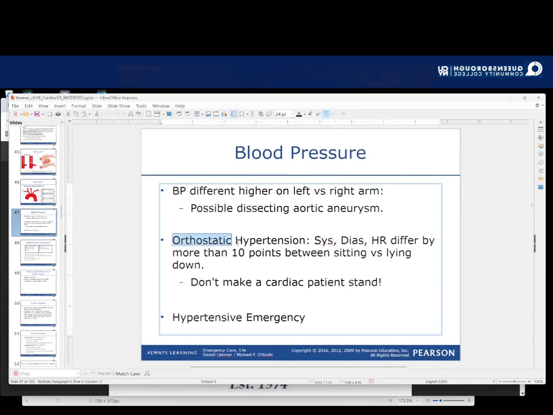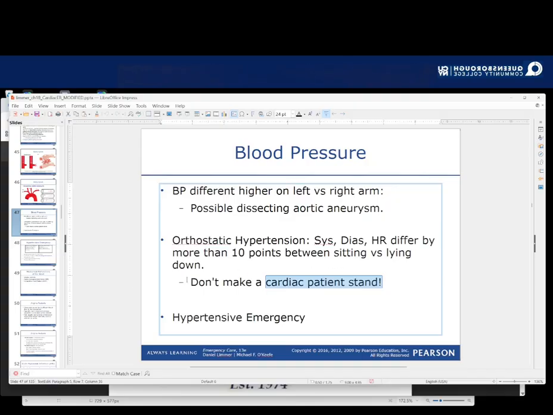Any kind of change in blood pressure is called an orthostatic blood pressure, meaning that if they're sitting versus standing or versus lying is significantly different after waiting about a minute. Actually, I should say sitting versus lying, because if you ever have a reason to get orthostatic pressures, then you are kind of saying you're worried about their heart, and you should never make a cardiac patient stand.